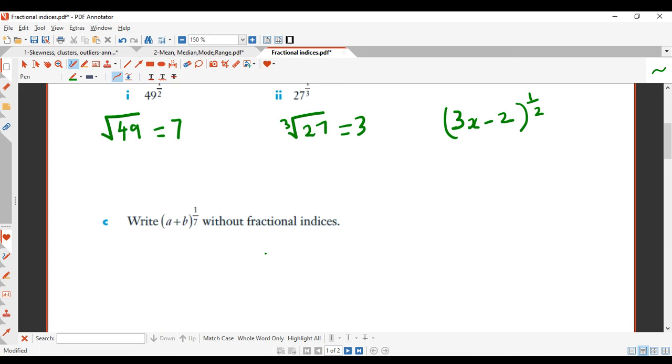Now, what about this one? A plus b to the power of 1/7. We're using our index laws. We're going to write this with a root inside the brackets. That's the 7th root. Okay, a plus b to the power of 1/7. So we're using this rule here: the nth root of a can be written as a to the 1 on n.